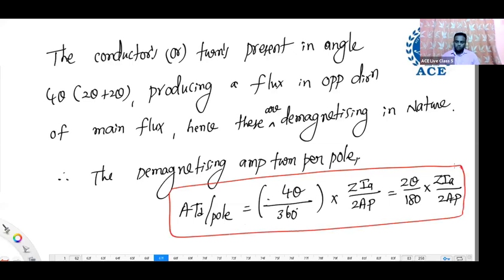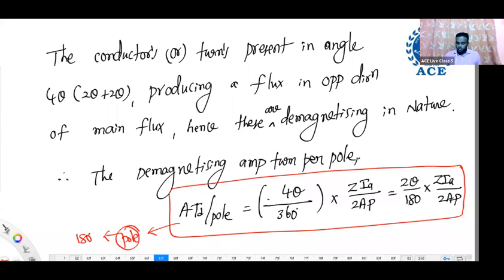Now you may get a doubt: we can still cancel and write theta by 90. Yes, you can write that, no problem. Theta by 90 also you can write. But I will write in standard form, 2 theta by 180. Why? Because we are expressing ampere turn per pole, and one pole is always 180 degrees. Each pole carries 180 degrees electrically. That's why I write 2 theta by 180. Theta by 90 is also correct, but I am writing in standard form.